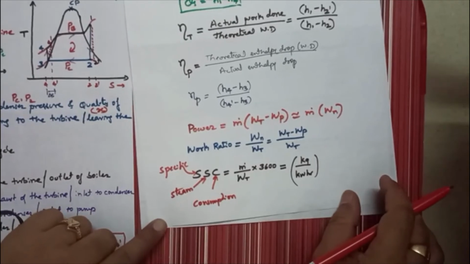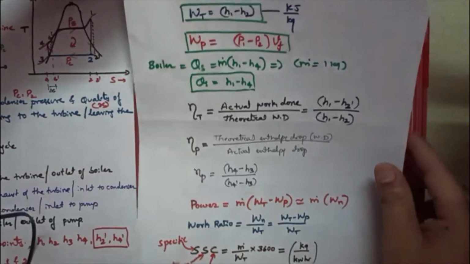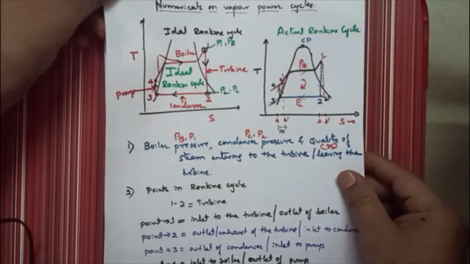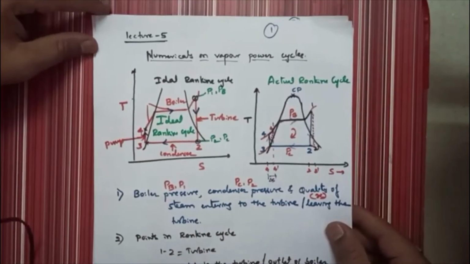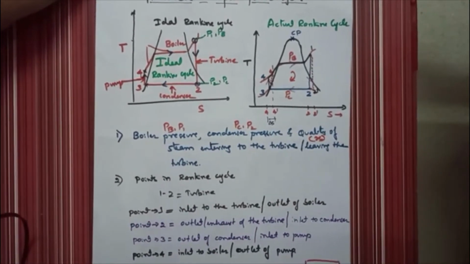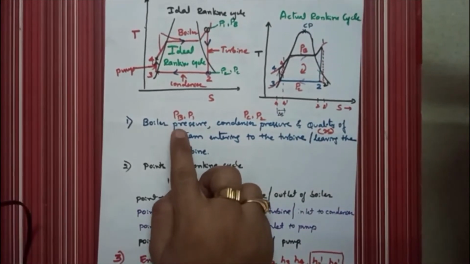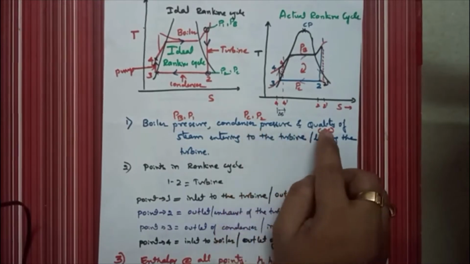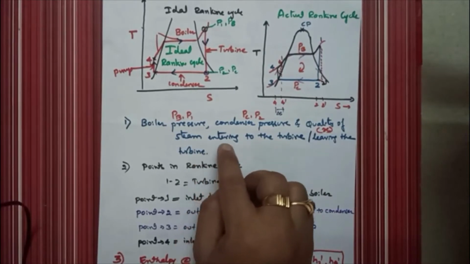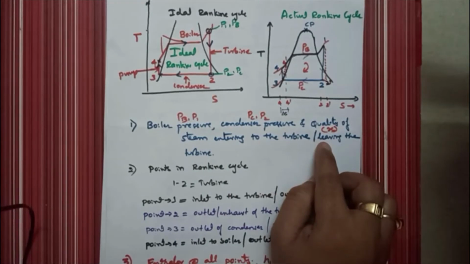So these are some equations which are used for solving numericals on vapor power cycles. Okay, so we will solve the first numerical now. Before solving numericals, first you have to write the given data. In the given data you will be given boiler pressure, condenser pressure and quality of steam entering or leaving the turbine. These three data are the minimum data required for solving numericals.